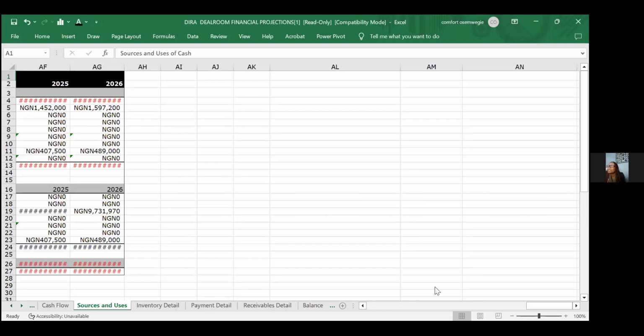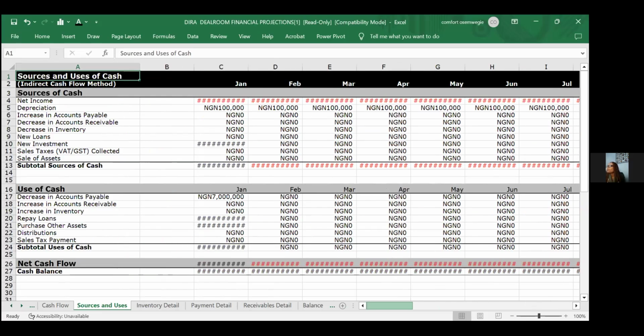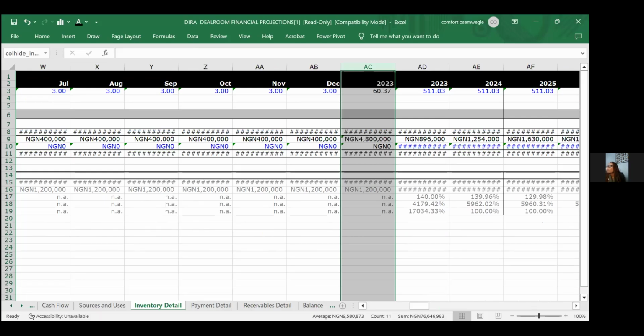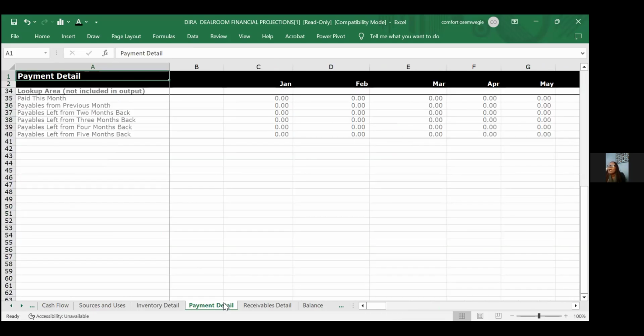Sometimes we don't need it. Sometimes investors may just want to ask, or if you want to have a clear understanding of what your business does, you can have an understanding of how your money comes. You also look at your inventory details. So this captures how inventory is coming into your business. You can understand this easily. Payment details: how are you paying back?